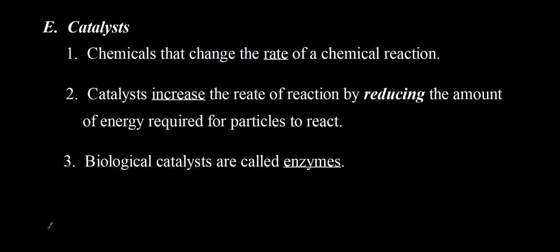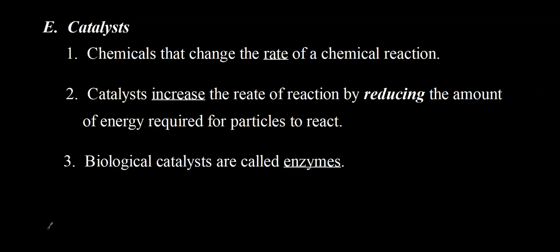So catalysts increase the rate of a reaction by reducing the amount of energy required for the particles to react. Anybody remember what this is called? The energy that is required for a reaction to occur. This is called activation energy. So catalysts will lower the activation energy for a reaction. They provide an alternative pathway for the reaction to occur, an alternative pathway that has a lower activation energy. The lower the activation energy, the faster the reaction.